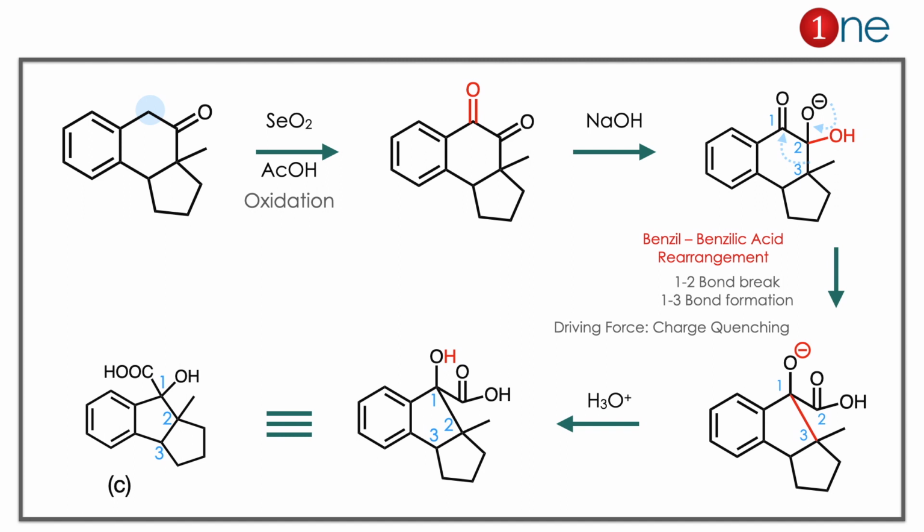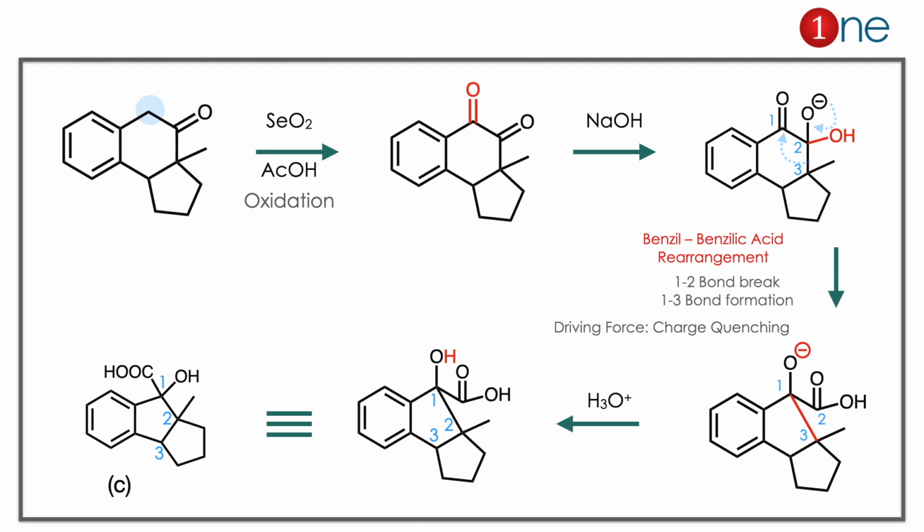It's a benzilic acid rearrangement. The driving force for this reaction is charge quenching. So the ring is contracted there. A new 5-member ring is formed. You have an acid and O minus. The O minus conjugates with acid, and becomes an alcohol. So if you write it nicely, you get the product C.